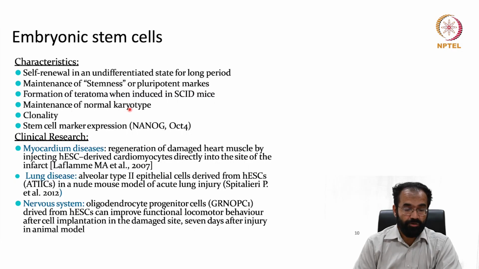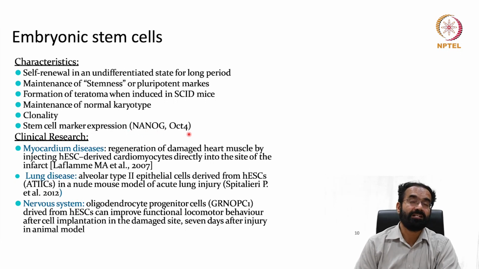Maintenance of normal karyotype is a necessary feature, that is the number of chromosomes, and clonality, the ability to make a copy of itself, an identical copy of itself. Stem cell markers such as Nanog and OCT4 have to be constantly expressed in them, otherwise they can lose their stemness or pluripotency.